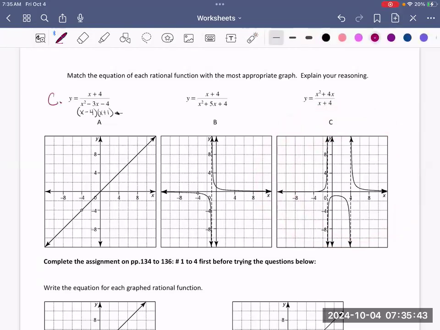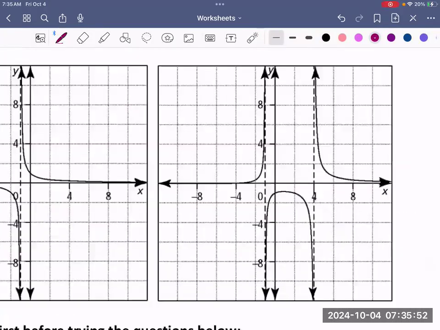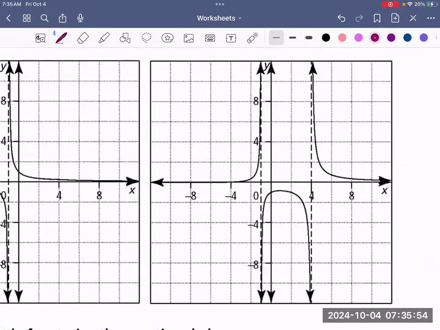And I could double check my answer because I'm going to have a vertical asymptote when x is equal to 4 and when x is equal to negative 1. Something where we have here. And just be aware, these are going up by 2. So that means in the middle here is negative 1. And then you have your vertical asymptote here.